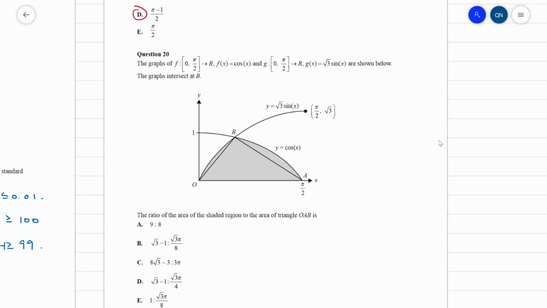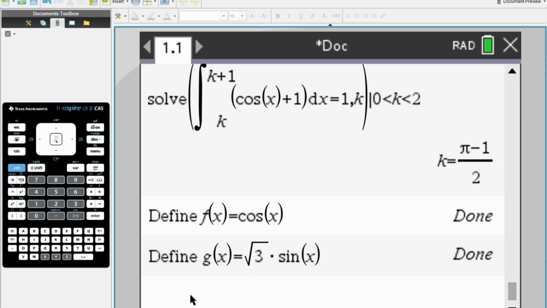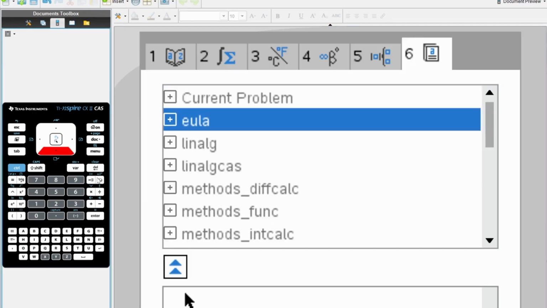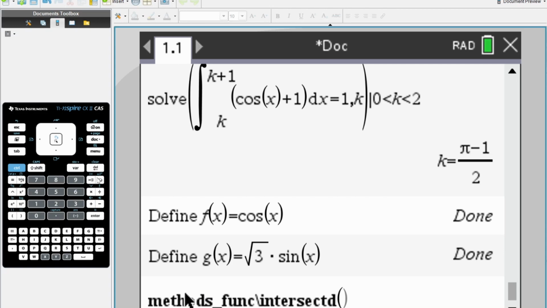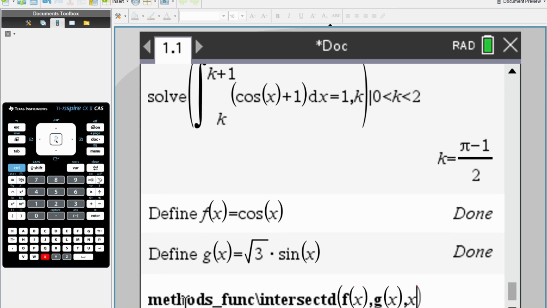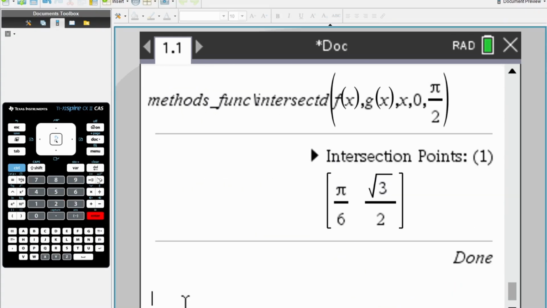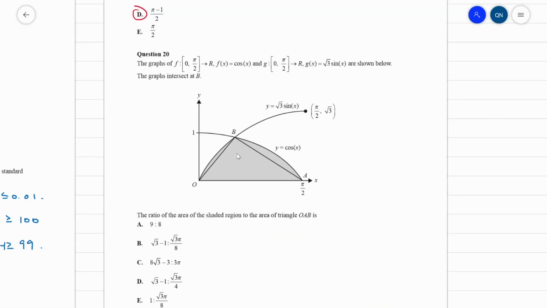Okay, and we want to find this intersection B here. It shouldn't be too tricky to do. You can just use the intersect program. We'll do f of x, g of x, comma x, and the bounds are 0 to pi on 2. And that gives us this point over here. So we know what B is. Now what do we want to do? We want to find the ratio of the area shaded to the area of the triangle OAB.